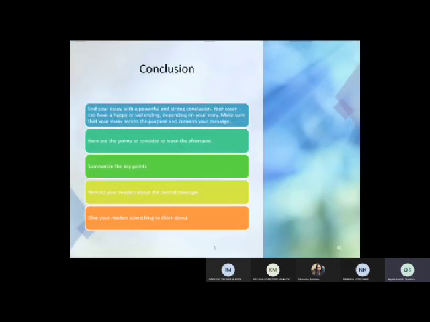Then your narrative essay, of course, again, will need to have a conclusion. So end your essay with a powerful and strong conclusion. Your essay can have a happy or sad ending depending on your story. So make sure that your essay serves the purpose and conveys your message. Here are the points to consider to leave the aftertaste. So you summarize the key points, remind your readers about the central message, and then give your readers something to think about.